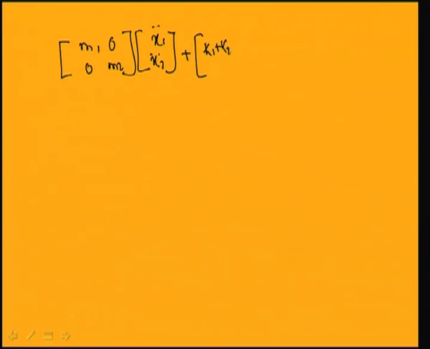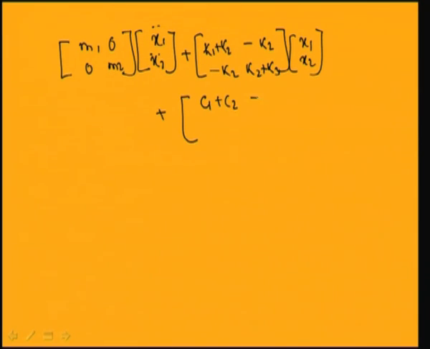You have already written the equation of motion, and in matrix form this becomes the matrix m1, 0, 0, m2 times x1 double dot, x2 double dot, plus the matrix K1 plus K2, minus K2, minus K2, K2 plus K3 times x1, x2, plus the matrix C1 plus C2, minus C2, minus C2, C2 plus C3 times x1 dot, x2 dot, equal to 0, 0.